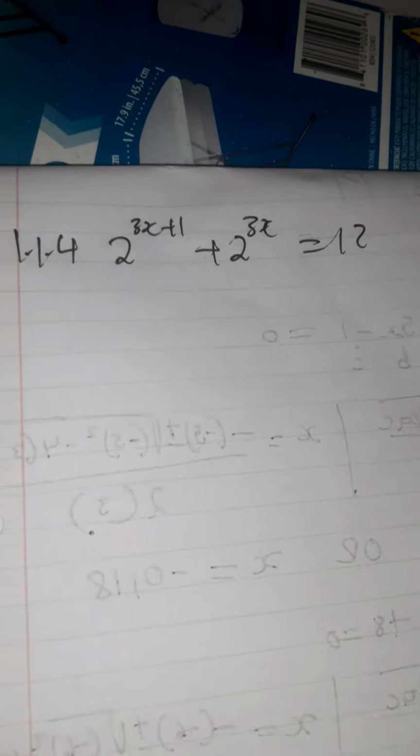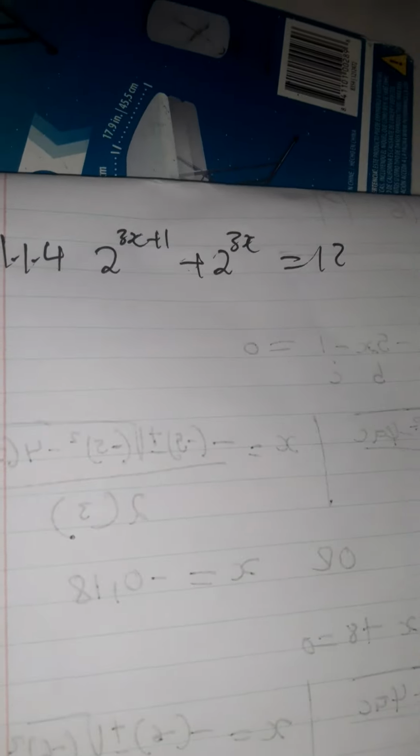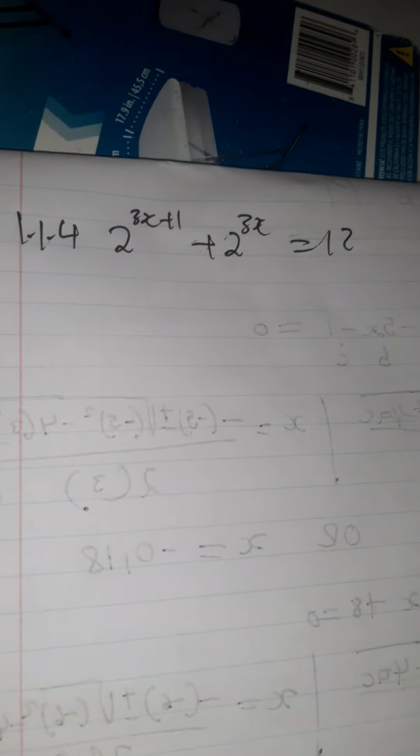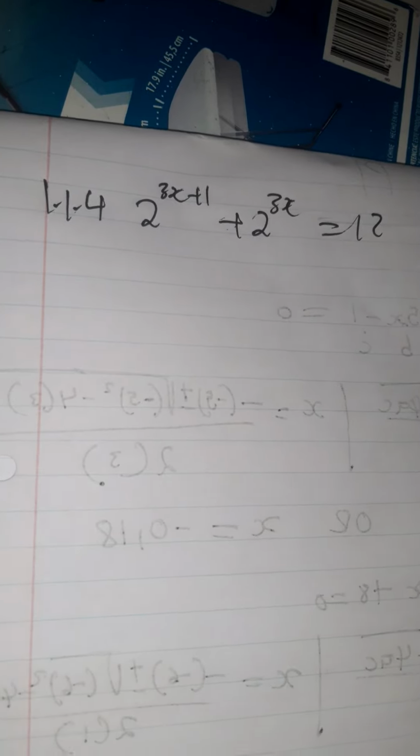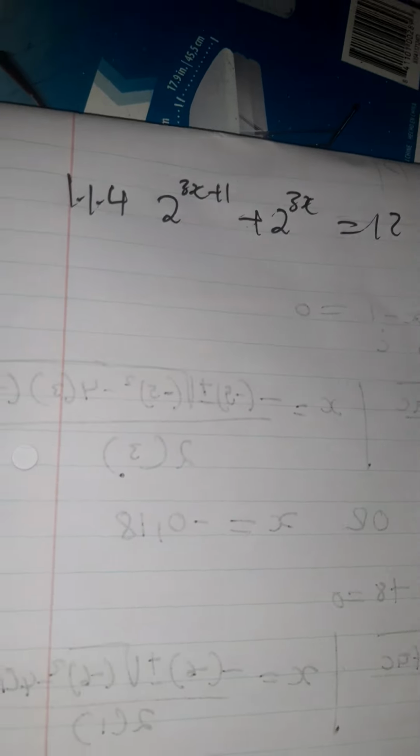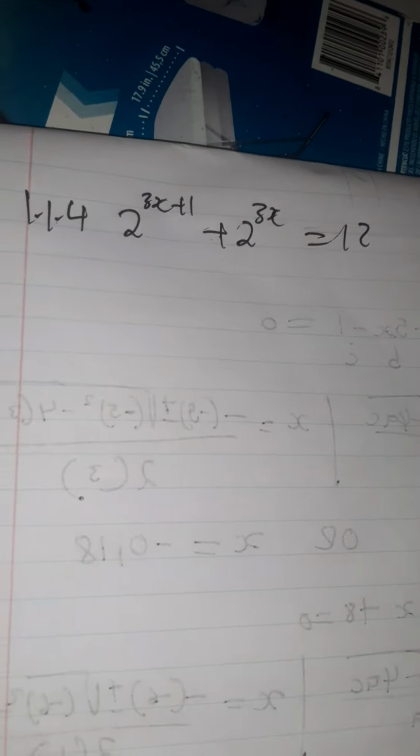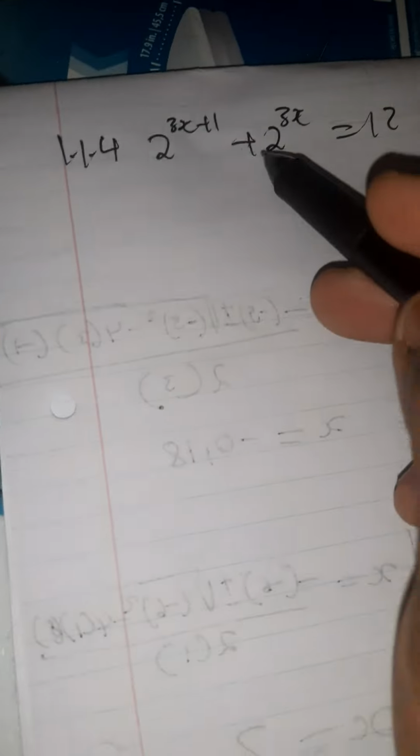You know, the laws of exponents say same bases, you add exponents. But that only works when you have the same base and they are multiplying each other. You cannot say 2, then 3x plus 1 plus 3x in the exponent, because now they are adding. The law of exponents that I know says that when you have two bases, whether they are different or the same, but they are adding or subtracting, you split them.